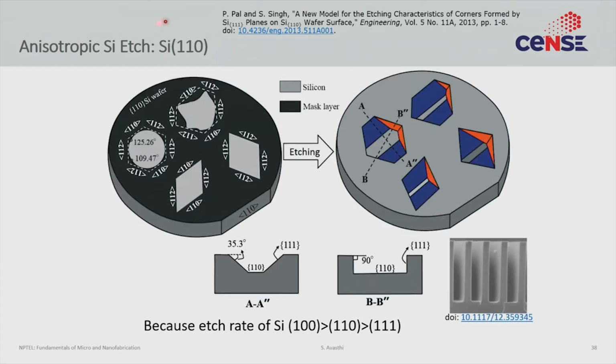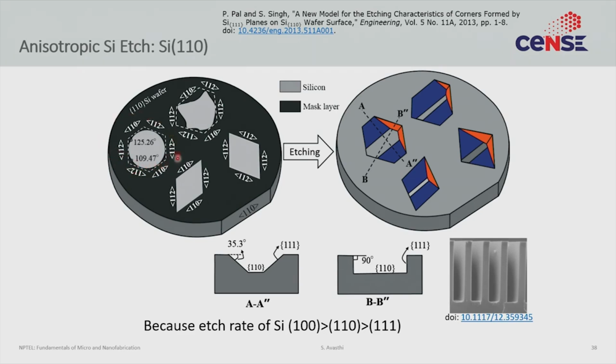Another example, let's talk about the anisotropic etching of silicon 110. So this is the 110 wafer. In this case, the major flat is also the 110 direction. But now if you look more closely, if you have a circle, you have major flats which is 110. This is a 112 direction, this is a 112 direction, this is 110 direction, this is again a 112 direction.